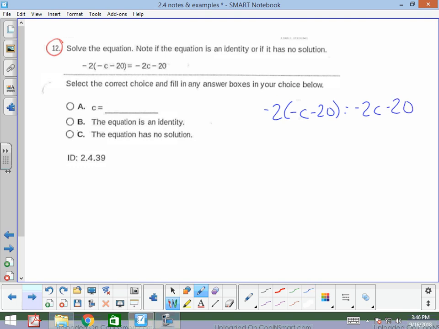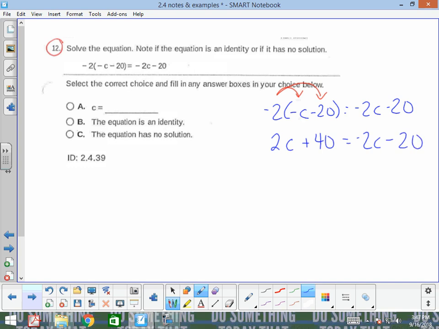So, negative 2 times negative c and negative 2 times negative 20 is positive 2c plus 40. Now, these are not identical. This is a negative 2c on the right, and this is positive 2c on the left. So my smallest is negative 2c. So I'm going to add 2c to both sides. So this one is going to have a solution as far as being a number.